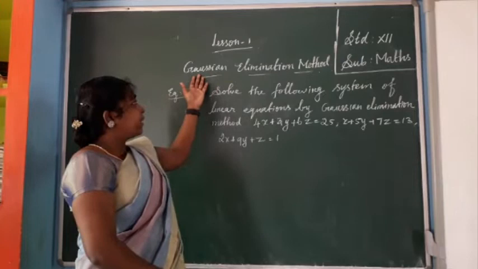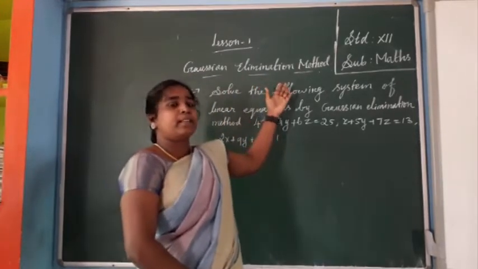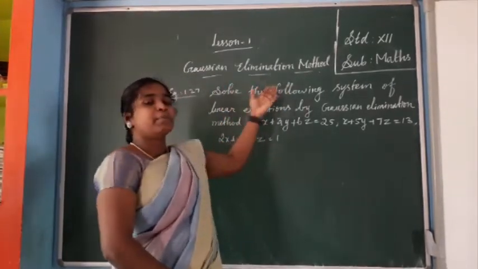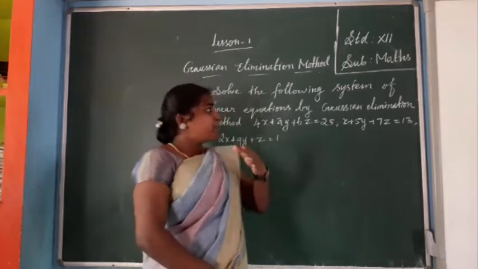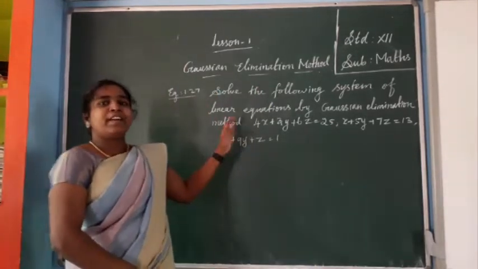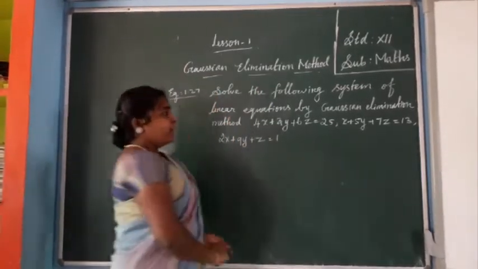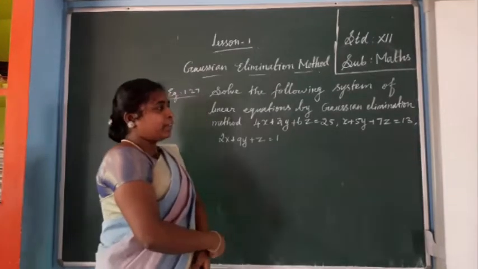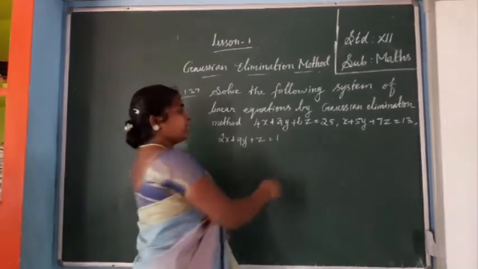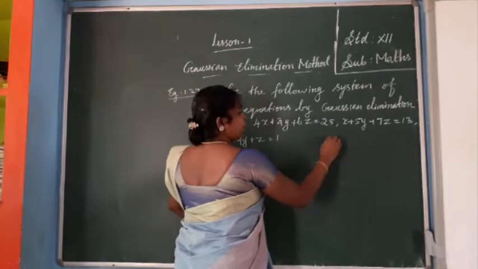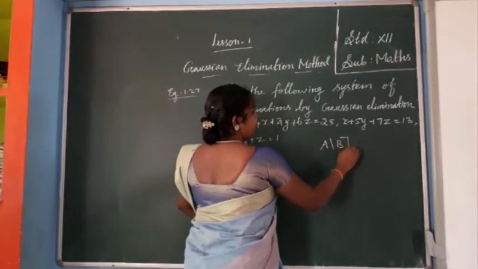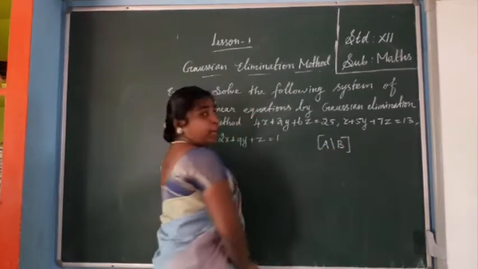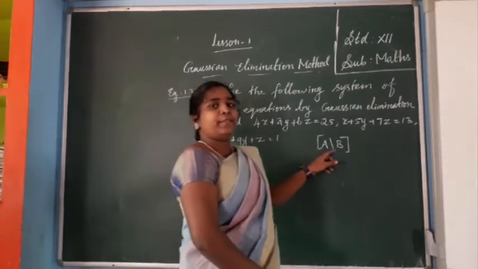Okay, next topic is Gaussian elimination method. So Gaussian elimination method you can do easily. First you have to write the given equation in the form of Ax equal to b. Okay, without writing that also we can write. So first important is augmented matrix you have to form. Okay, augmented matrix, that is A bar B.